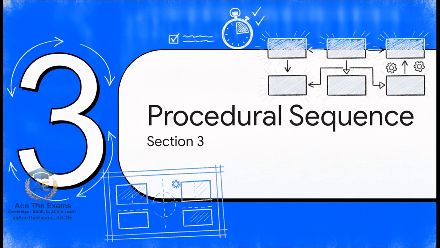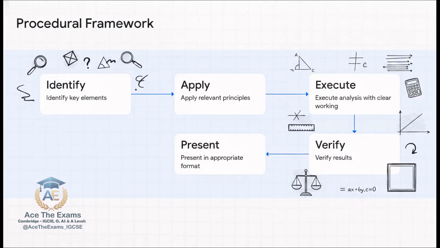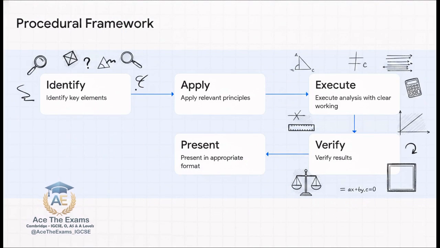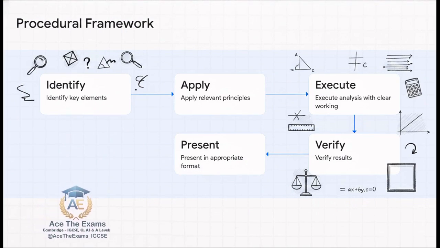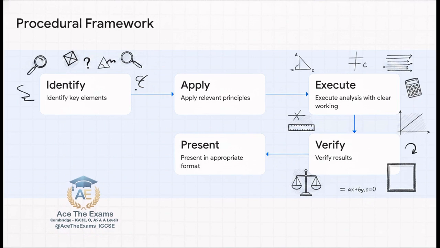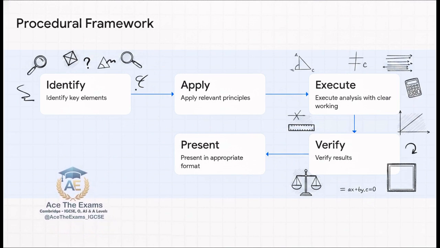Okay, let's get practical with Section 3, the procedural sequence. Top students don't just wing it. They use a strict, standardized 5-step sequence like a blueprint to execute these multi-stage questions flawlessly. Here is exactly what you need to do. Step 1. Identify key elements. This means decoding the command words. Does it say calculate, show that, or find? Each requires a different level of detail.